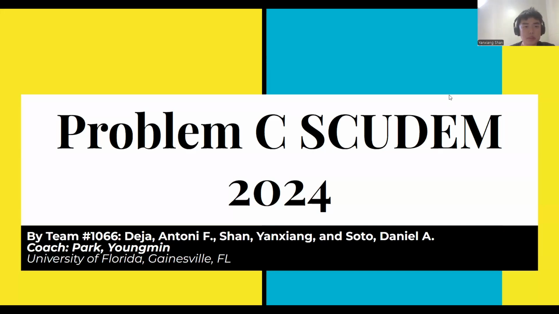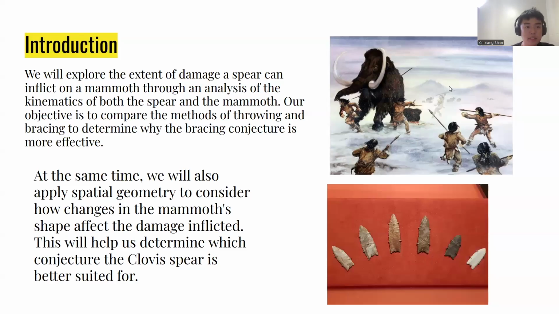Today, we will explore the extent of the damage that a spear can inflict on a mammoth through an analysis of the kinematics of both the spear and the mammoth. Our objective is to compare the methods of throwing and bracing to determine which method is more effective in inflicting damage. Additionally, we will apply spatial geometry to analyze how changes in the spear's shape affect the inflicted damage, allowing us to determine which scenario the claw-based spear is better suited for.